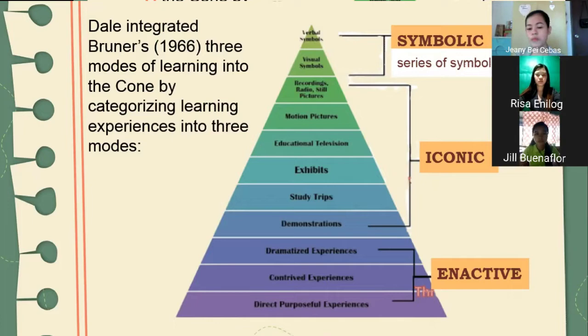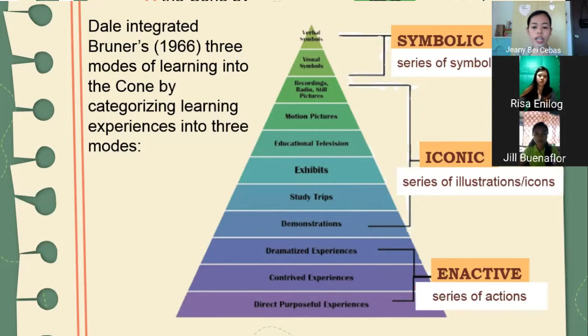Next is the iconic. So what is iconic? It is the series of illustrations. It involves interpreting images and drawings, so when the students look at drawings, pictures, or films to learn how to make an origami. Then next we have the enactive. This is the series of action. It is the direct experience. It involves practicing with objects, so the students are actually making an origami to learn origami.